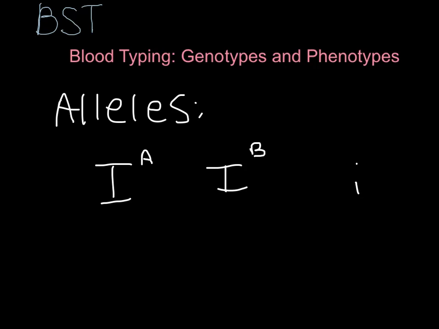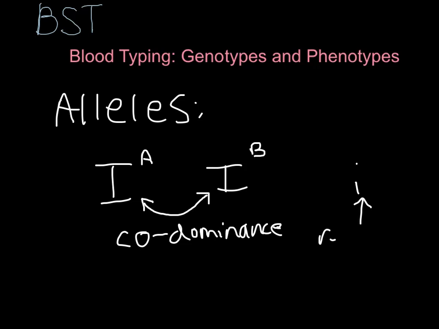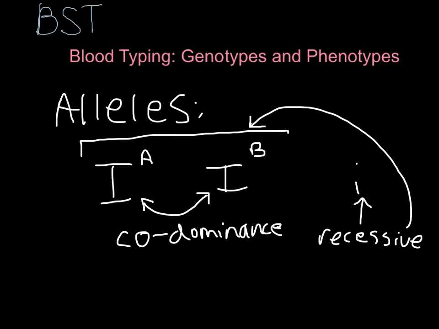So big I to the A and big I to the B are codominant with each other. So codominance means that both alleles are expressed equally and they're not blended together. And then the little i is recessive to these 2 codominant alleles, because even though they're codominant, they're still dominant.